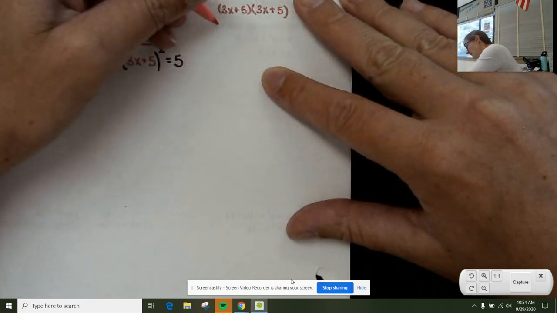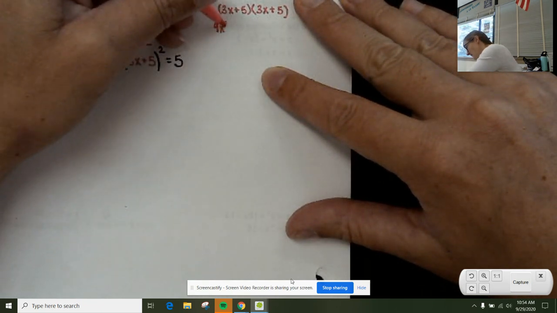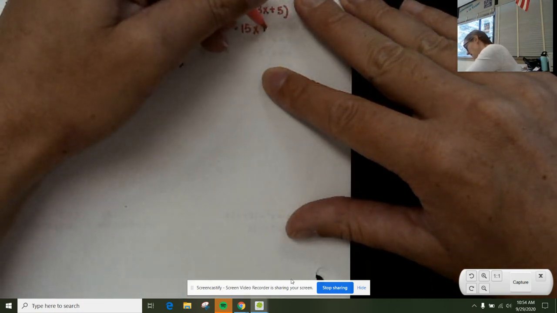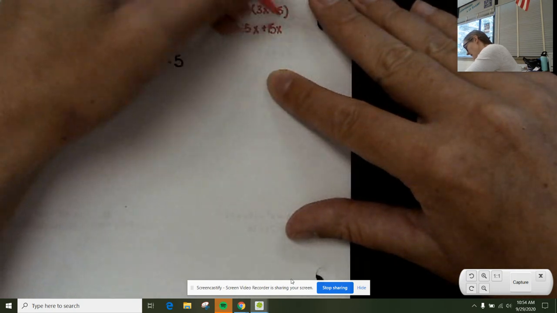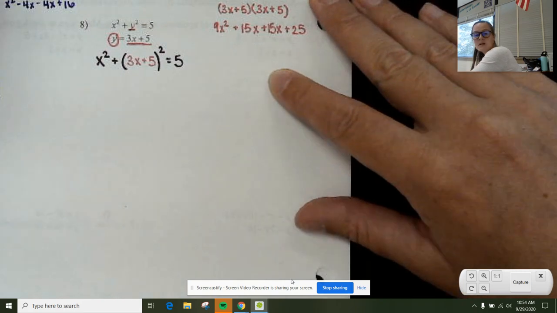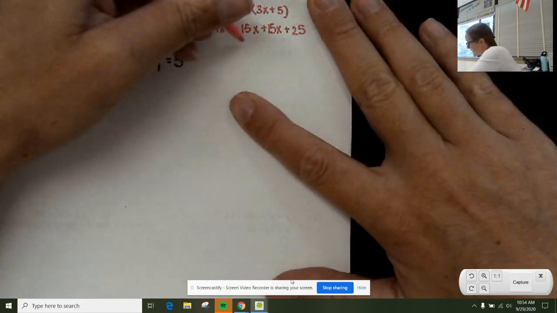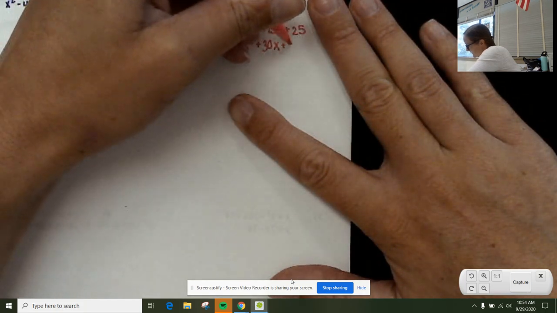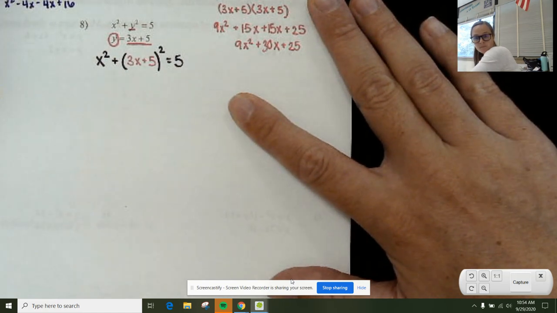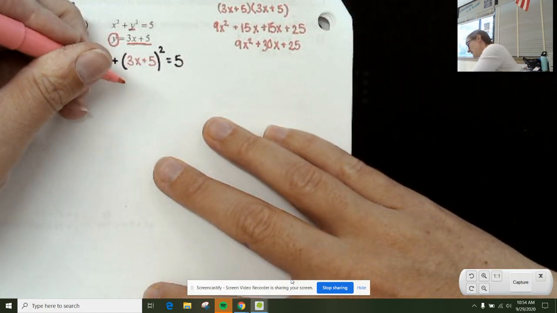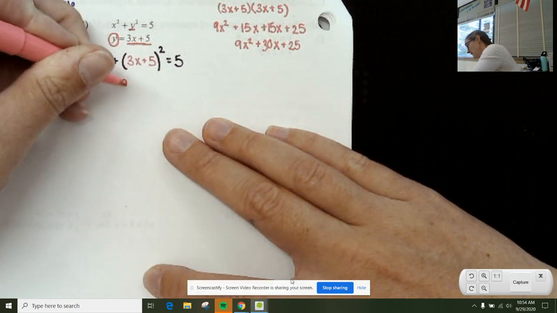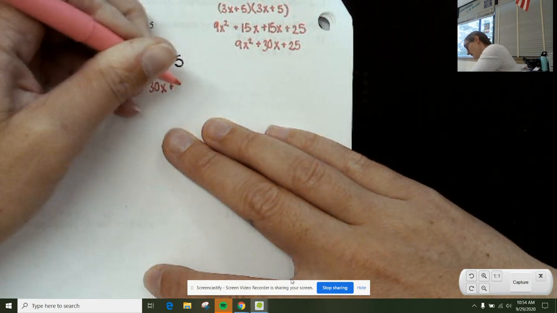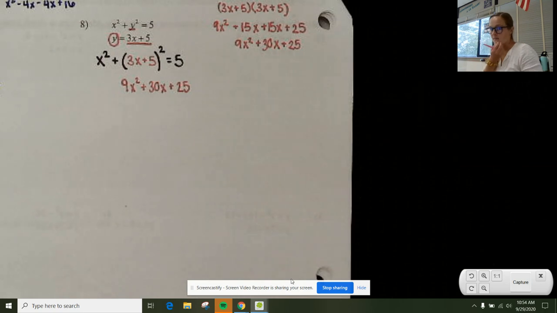So I have to do 3x times 3x is 9x squared. 3x times 5 is 15x. 5 times 3x is 15x again. 5 times 5 is 25. So 3x plus 5 squared is actually equal to 9x squared plus 30x plus 25. So down here, instead of 3x plus 5 squared, I can write 9x squared plus 30x plus 25.